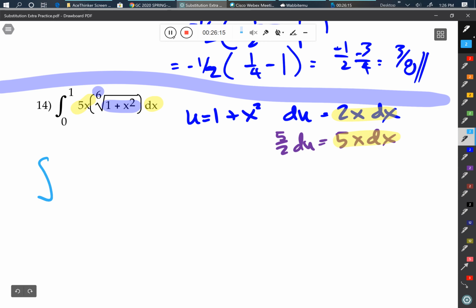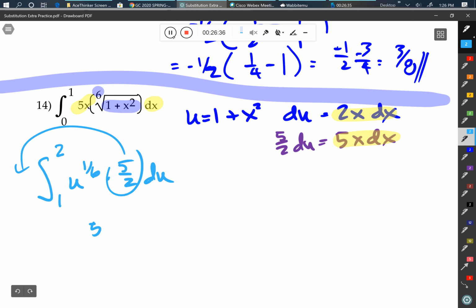I have the integral of u to the 1/6 times 5/2 du. Lower limit of integration becomes 1. Upper limit of integration becomes 2. These are really boring substitutions for those limits of integration, but okay, it is what it is. And now integrate. 5/2 is going to hop out in front, so I'm going to get 5/2 times, add 1 to the exponent, I get 7/6. And so a 6/7 in front. And this needs to get evaluated from 1 to 2.